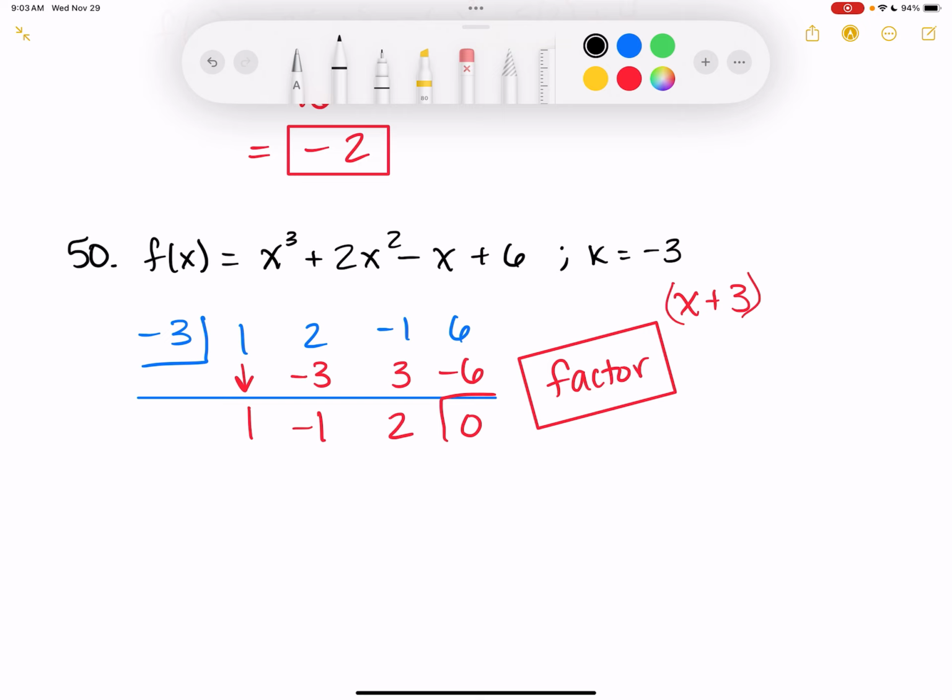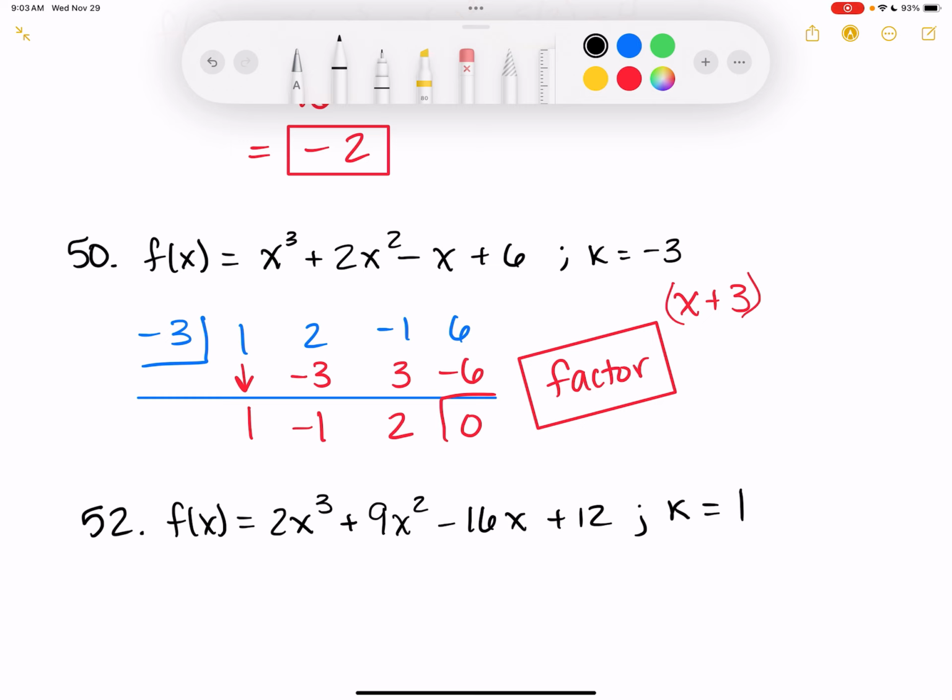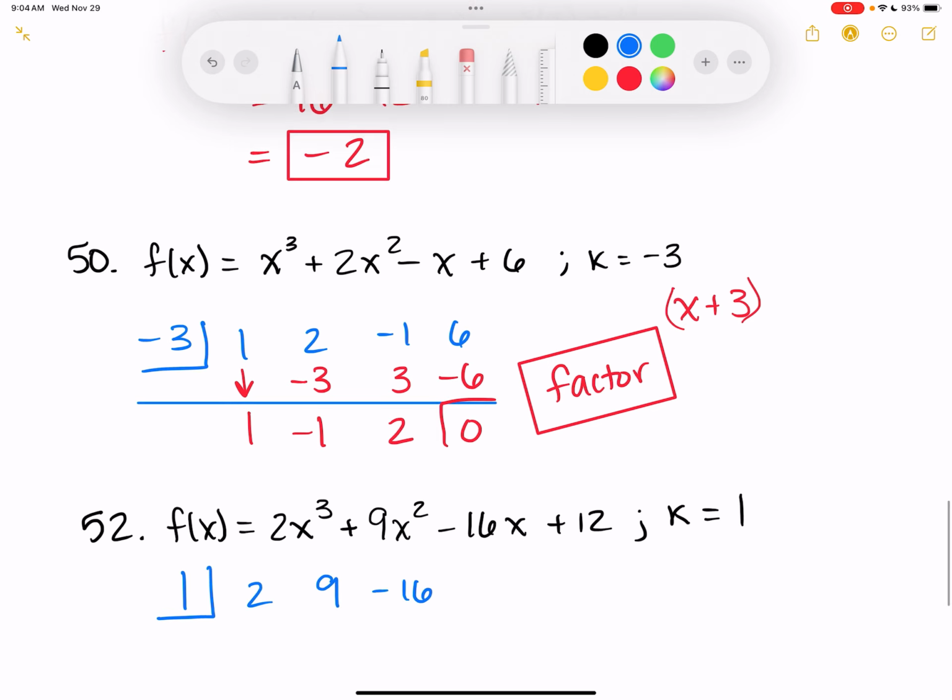Let's see, 52. f of x is equal to 2x cubed plus 9x squared minus 16x plus 12, and k is equal to 1. So no terms are missing. They already gave me k, so I just plug it in. So 1, then I've got 2, 9, negative 16, and 12.